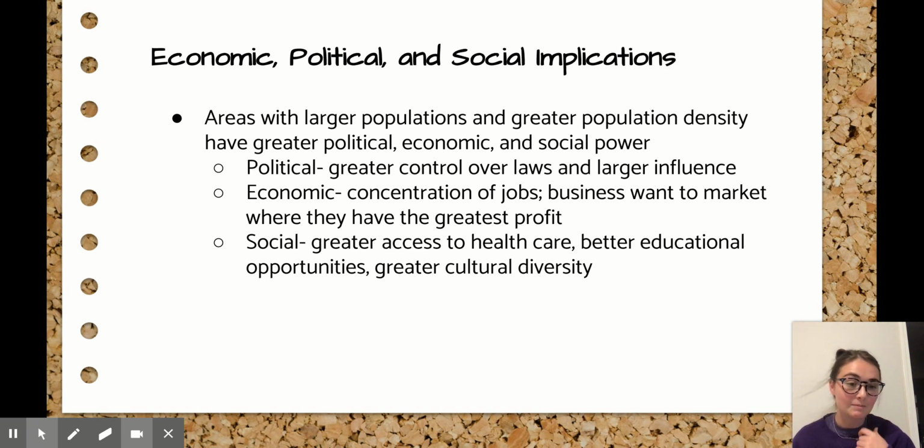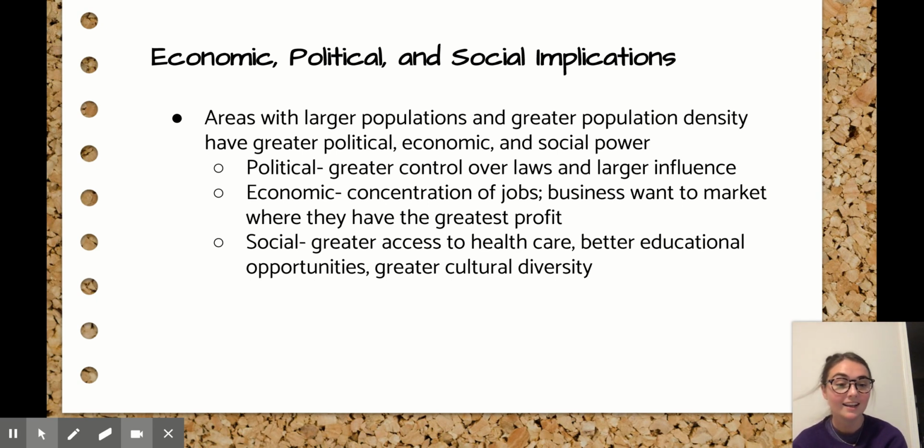Movements typically don't start in rural areas. They're going to start in places with more people just because there is a larger influence there. Economically, where the people are, the jobs are going to be because businesses want to market where they can have the greatest profit. We kind of talked about that in the first topic, but businesses want to market where they have the greatest profit.